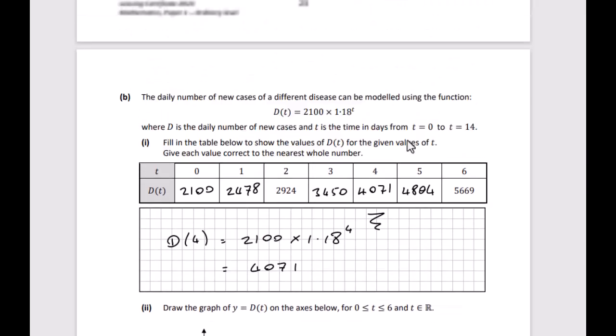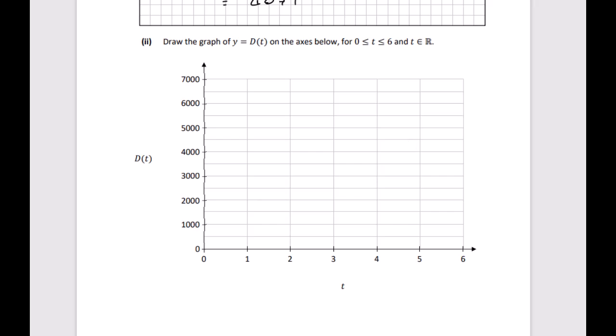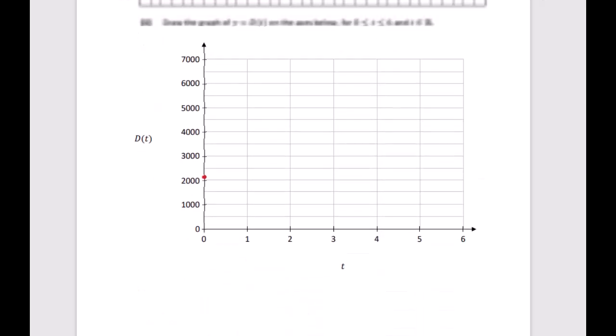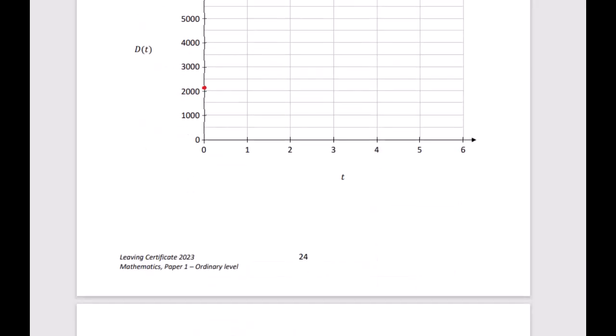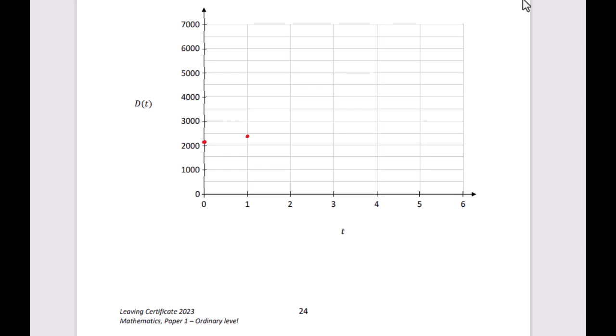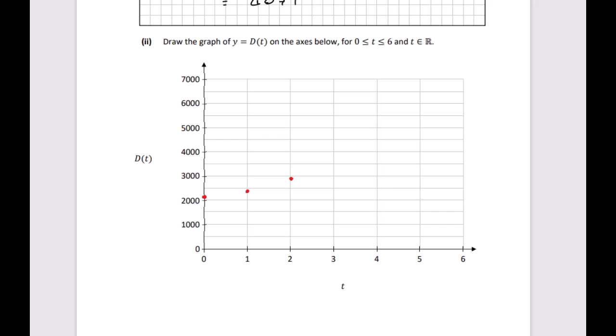using those numbers from 0 to 6. So let's do that. 0 is 2100. So 2100 is going to be somewhere around there. The next one is 2478. So 2478 is going to be somewhere around here. Number 3, 2924 for day 2, 2924 is going to be somewhere around there. 3450 for 3, 3450 is going to be there somewhere.